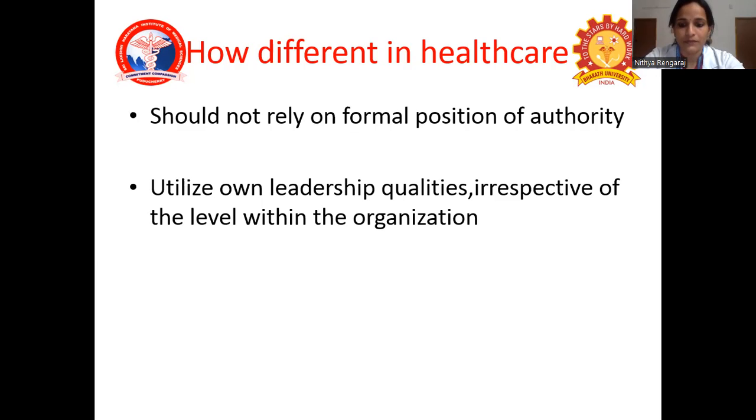So it is always different from other departments because it is not the head always. It's not based on the position of your authority or the hierarchical level where you stand in the organization. It totally depends upon your own qualities and how you develop them.